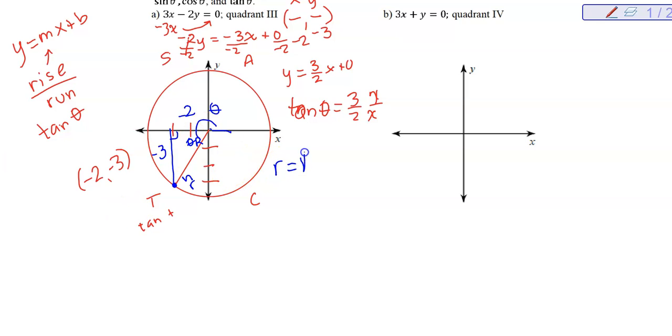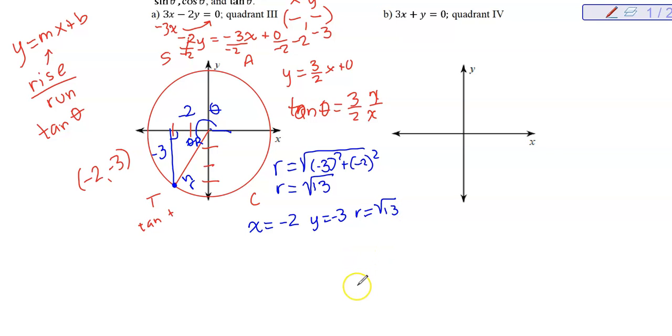So radius is equal to the square root of negative 3 squared plus negative 2 squared. Persevere. That's just 9 plus 4. So the square root of 13. So now I'm just going to organize my data. Here's what I know. My x is negative 2. My y is negative 3. And my radius is the square root of 13. And I need to find my sine, cosine, and tangent of angle theta.